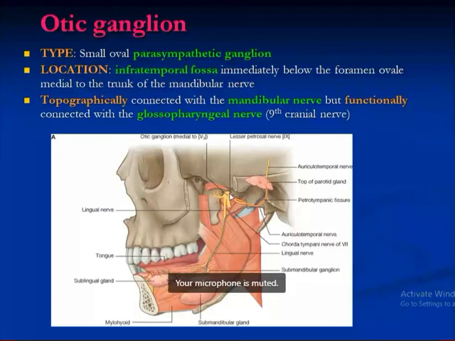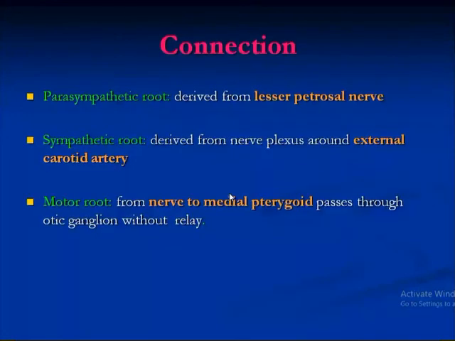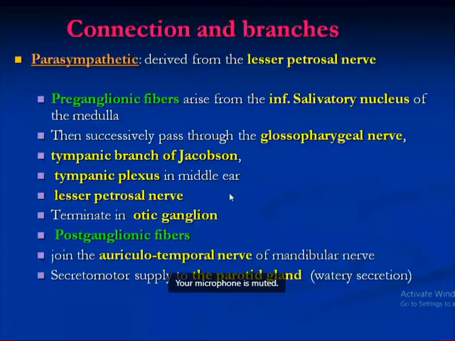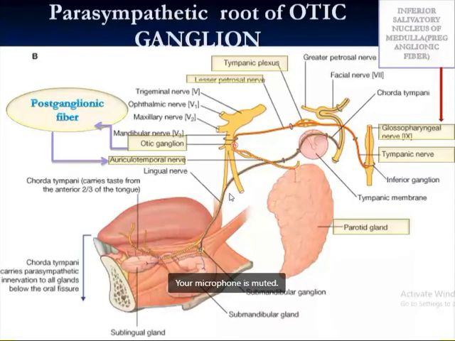Now it has got the connection. It has got the parasympathetic root, sympathetic root, motor root. Now see the parasympathetic root. Okay, I'll show you this one. So this is the otic ganglia. This one is the parasympathetic root. Can you see the parasympathetic root?